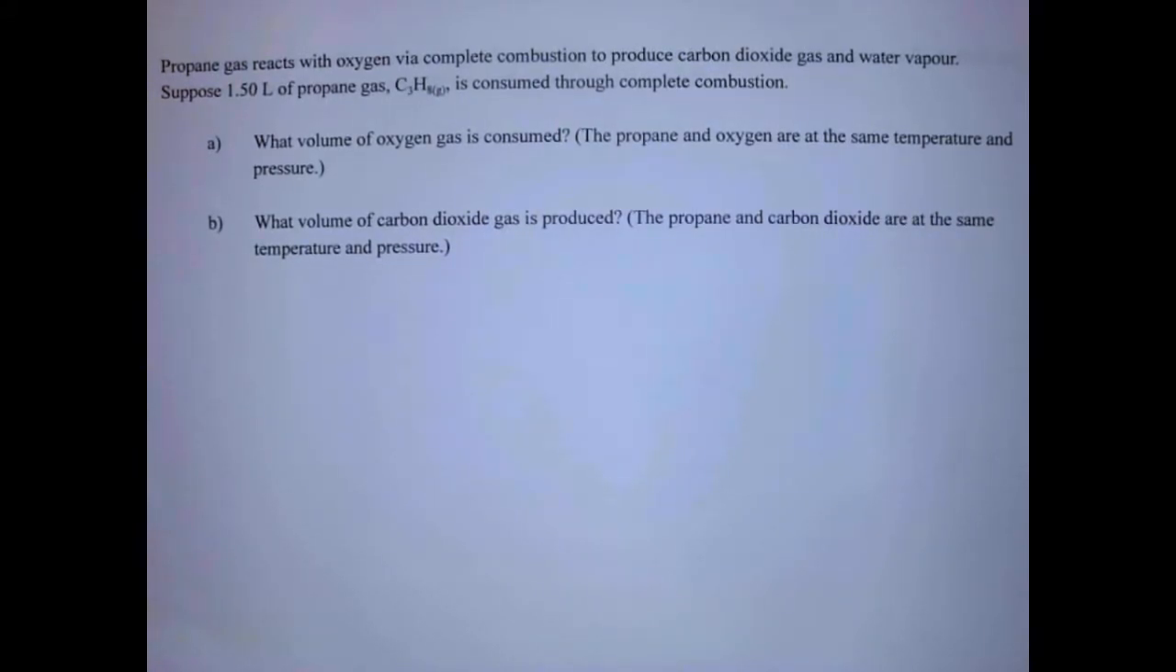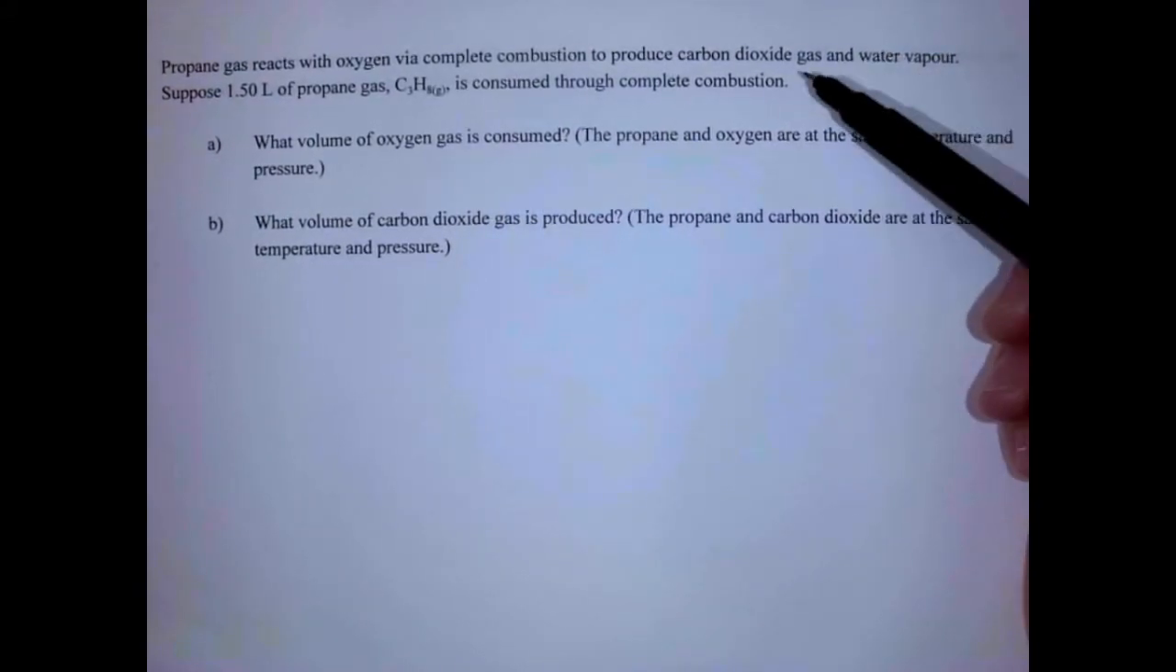This problem states that we have some propane gas reacting with oxygen via a complete combustion reaction to produce carbon dioxide gas and water vapor. Now, suppose we have 1.5 liters of propane gas and it is completely consumed. It's consumed through this complete combustion reaction. So a few things going on here that I'm going to go into.